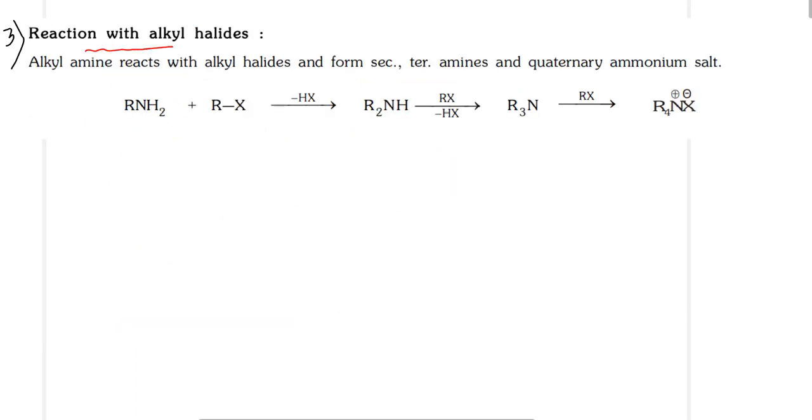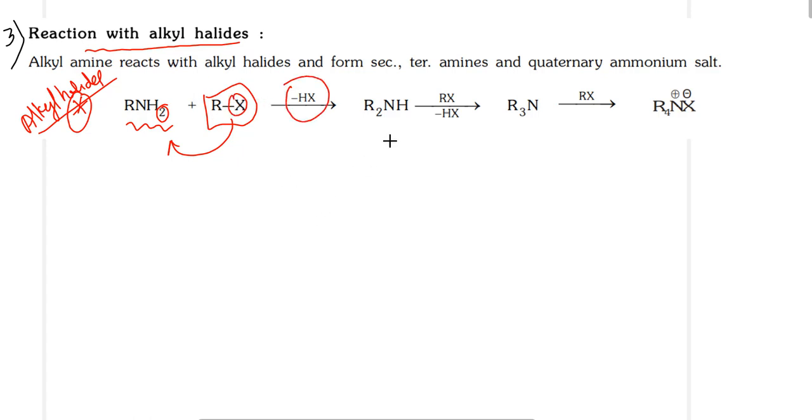Next, reaction with alkyl halides. It is the same reaction we learned in alkyl halides. Again this reaction is repeated here, because that time we discussed it in the properties of alkyl halides. See here, alkyl amine reacts with alkyl halide, releasing hydrogen and halogen as HX, forming secondary amine, then tertiary amine, then quaternary ammonium chloride, that is, a salt is forming.